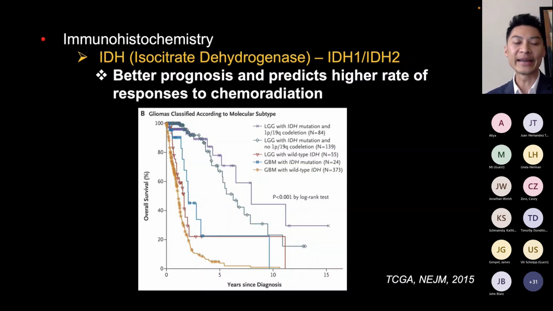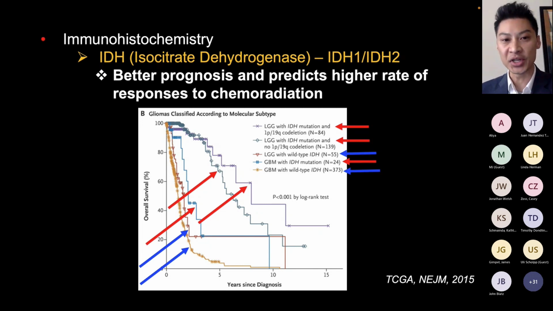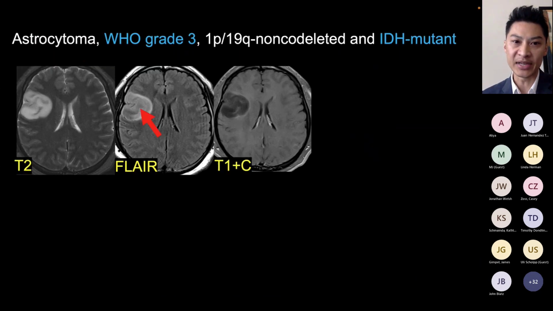Now, why is that important? Again, we talked about the IDH sign before. Essentially, if you take a group of these tumors, whether they're low grade or high grade, and look for the IDH mutation, IDH mutant tumors survive longer than IDH wild type tumors. That's because the mutation portends a better prognosis and predicts a higher rate of response to chemoradiation. That's why it's been integrated into the WHO classification system.